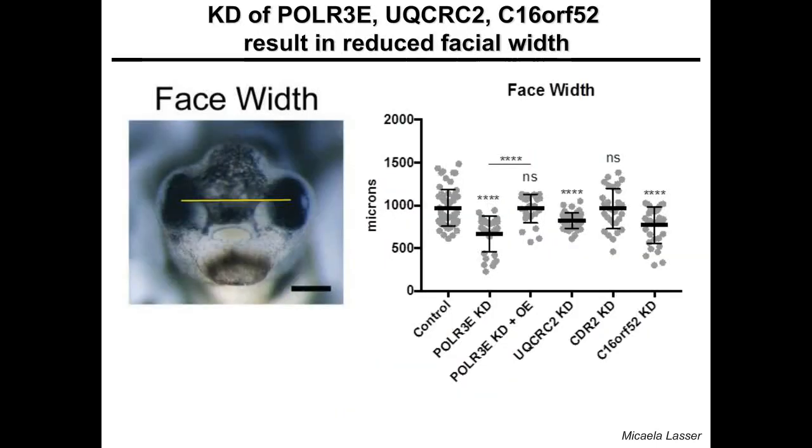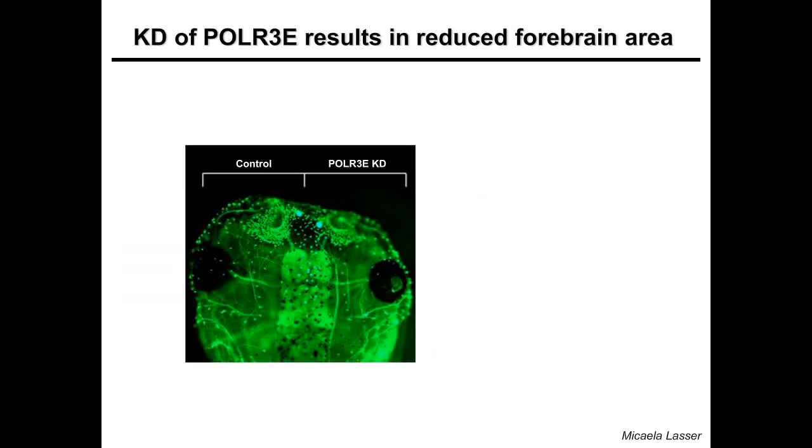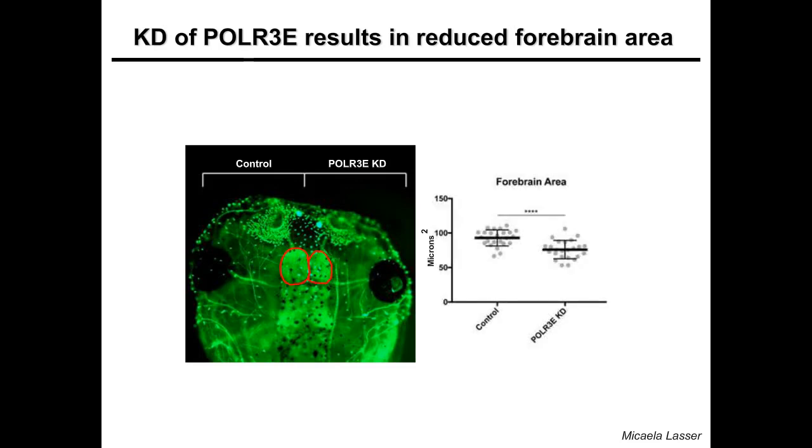And so here is a quantification of the facial width, for example. And so these patients have microcephaly defects, and so we're also looking at microcephaly in the Xenopus embryos and in the tadpoles. And here what we can find is that POLR3E knockdown on one side of the embryo only leads to a significantly smaller forebrain area. And we are excited to continue using our strategies to investigate intellectual disability disorders.